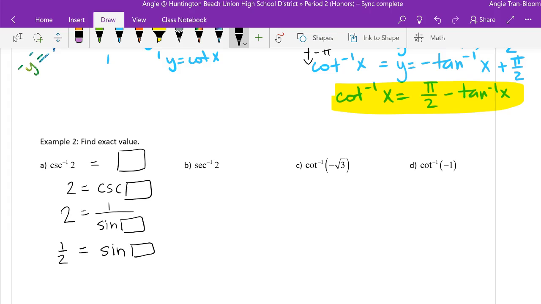Can you just call the box x? Whatever you want. It doesn't have to be a box. A few of you did mention earlier that this box gets a value of 30 degrees, pi over 6. So that's how we get it.